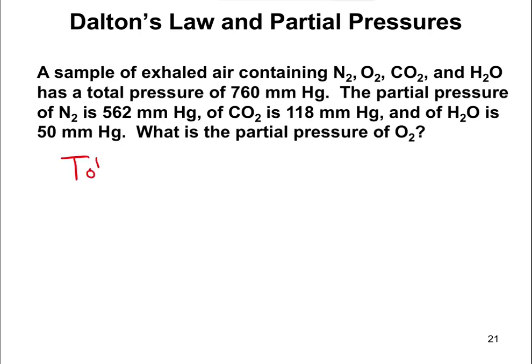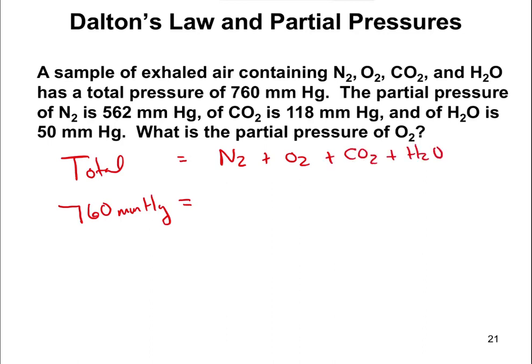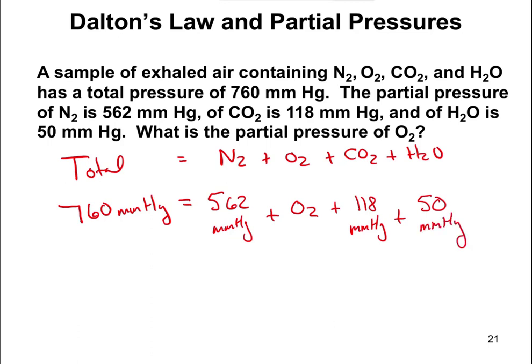Well, the total, which is going to be 760 millimeters of mercury, is going to be the sum of all the others, which is going to equal N2 plus O2 plus CO2 plus H2O. N2 we know is 562 millimeters of mercury. O2 we don't know. That's the one we're going to solve for. CO2 is 118 millimeters of mercury, and water is 50 millimeters of mercury. So 760 minus 562 minus 118 minus 50 is going to equal the partial pressure of oxygen.